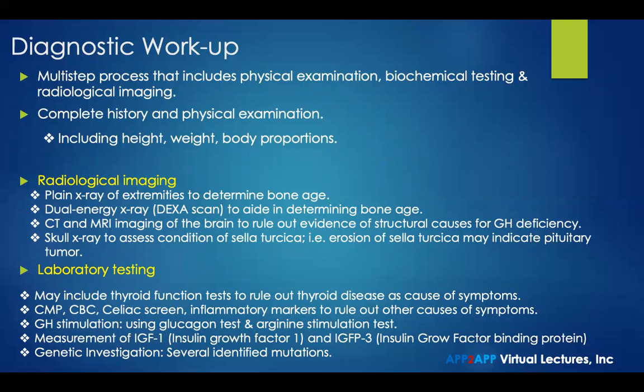Now, as far as laboratory testing, you're going to want to order some thyroid function testing to rule out thyroid disease as a cause of symptoms, CMP, CBC. You want to do a celiac screen, inflammatory markers to rule out any other causes of the symptoms that the child is presenting with. For growth hormone stimulation, you can use a glucagon test and an arginine stimulation test. You're going to also want to perform direct measurement of IGF-1 and IGFBP3.